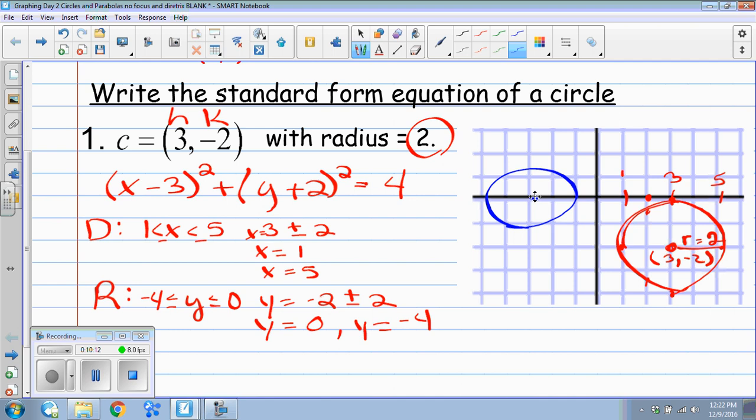Simple. So what's another way that we know that that equation is a circle? Yes. X and Y are both squared. If X and Y are both squared, that's a circle. If only one of them is squared, it's a parabola. Okay? All right.